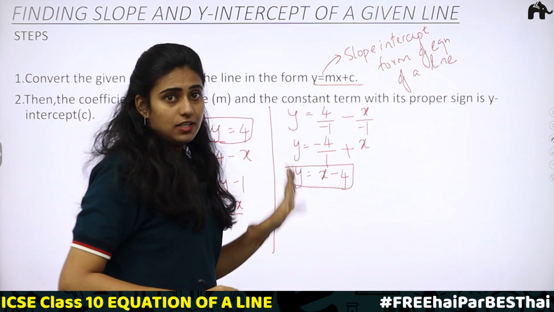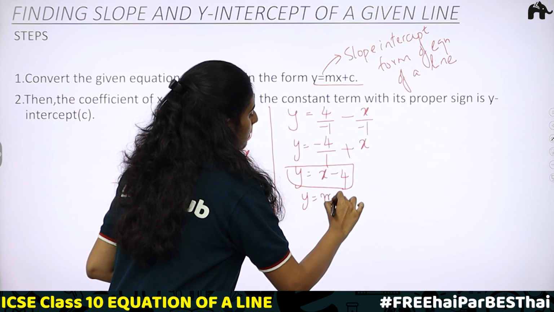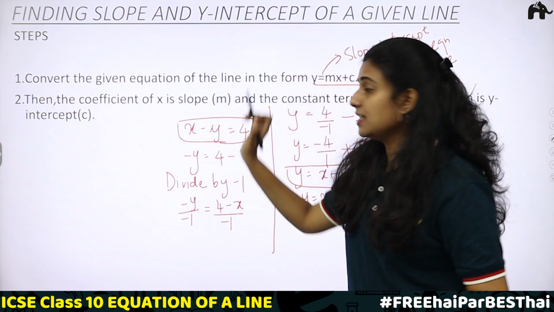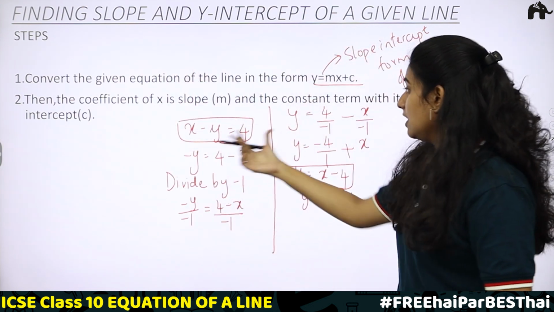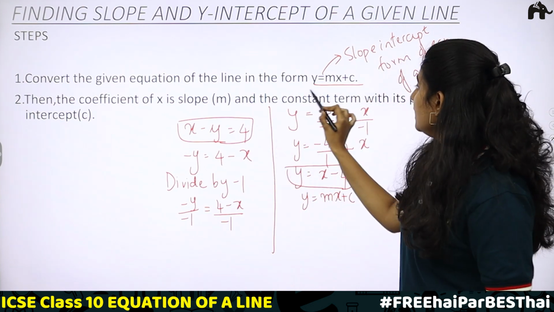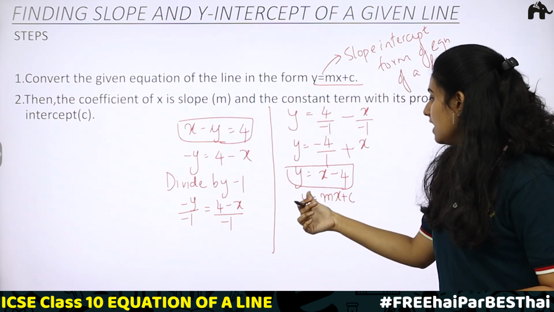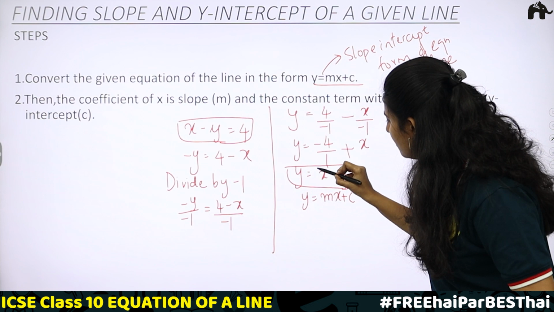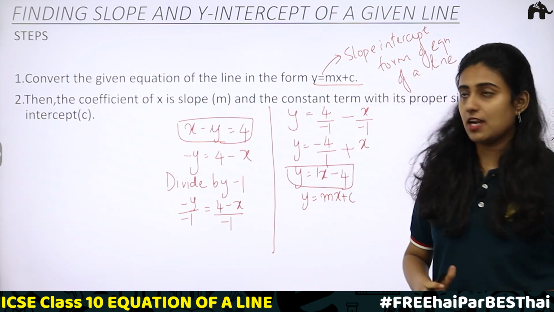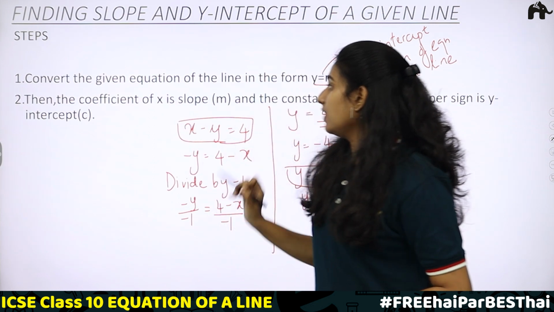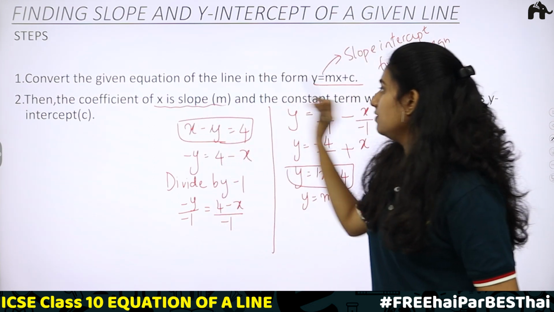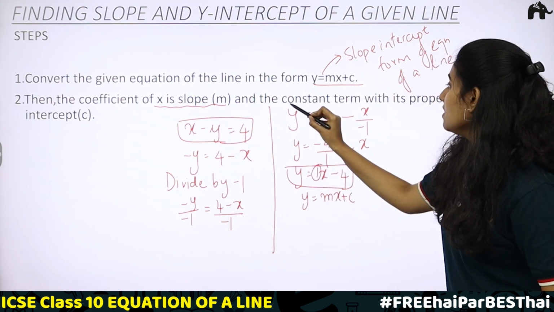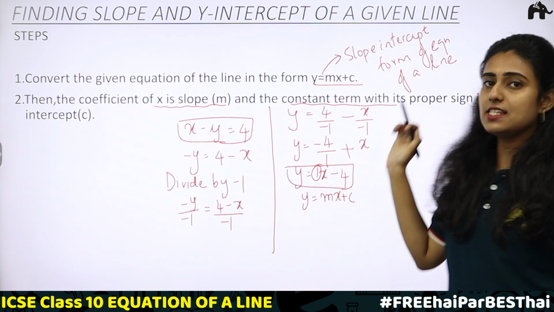Now here we have the standard form, which is y is equal to mx plus c. So the next step is, we have converted, according to the first step, our equation x minus y is equal to 4 into the form y is equal to mx plus c, that is y is equal to x minus 4. Here we can put 1 in place of m. Now the coefficient of x is the slope. What is the coefficient of x here? Coefficient of x is 1, and the constant term with its proper sign is the y-intercept.